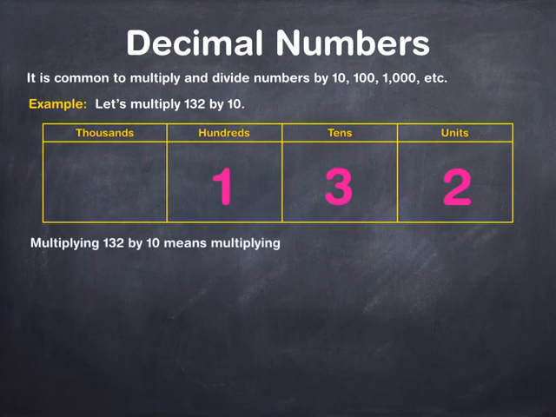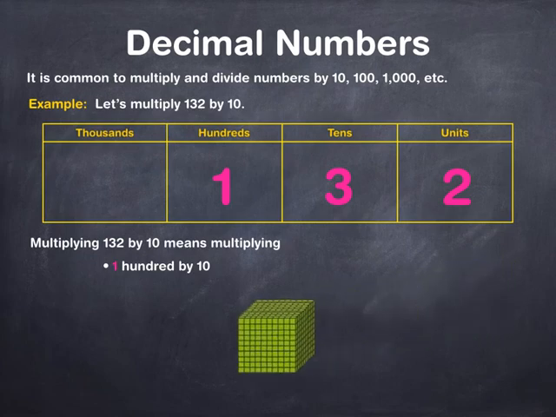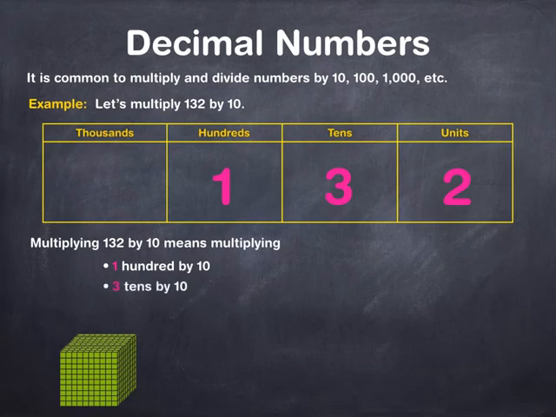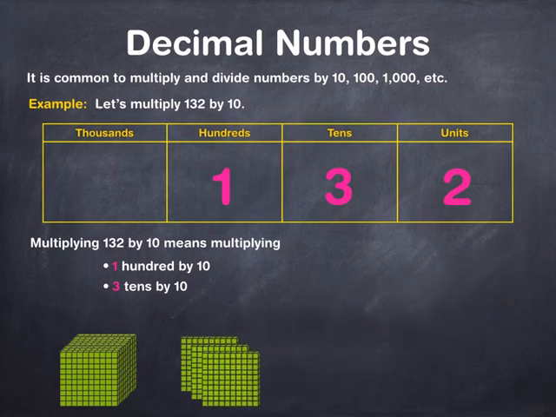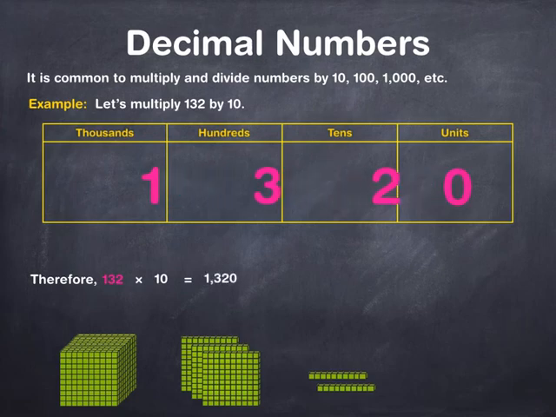Multiplying 132 by 10 means multiplying 100 by 10, three tens by 10, and 2 units by 10. Therefore, 132 times 10 equals 1,320.